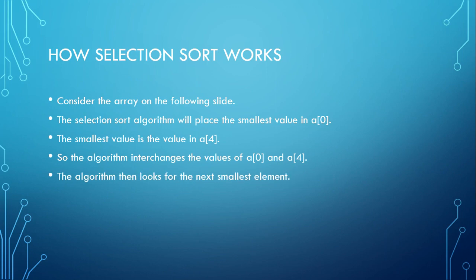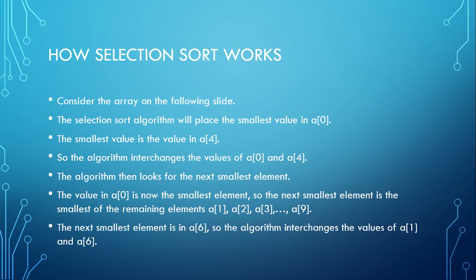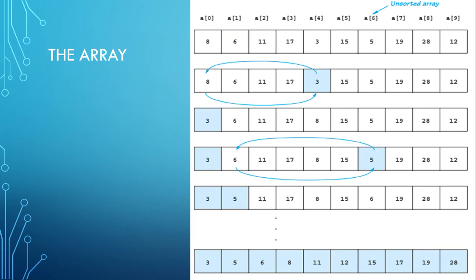The algorithm will then look for the next smallest element. The value of A[0] is now the smallest element, so the next smallest element is the smallest of the remaining elements: A[1], A[2], A[3], and so forth, all the way up to A[9]. The next smallest element is A[6], so the algorithm will then interchange the values of A[1] and A[6]. That's exactly what we have going on here. So here's my original array. A[0], you can see, is 8, and of course 3 was the smallest.